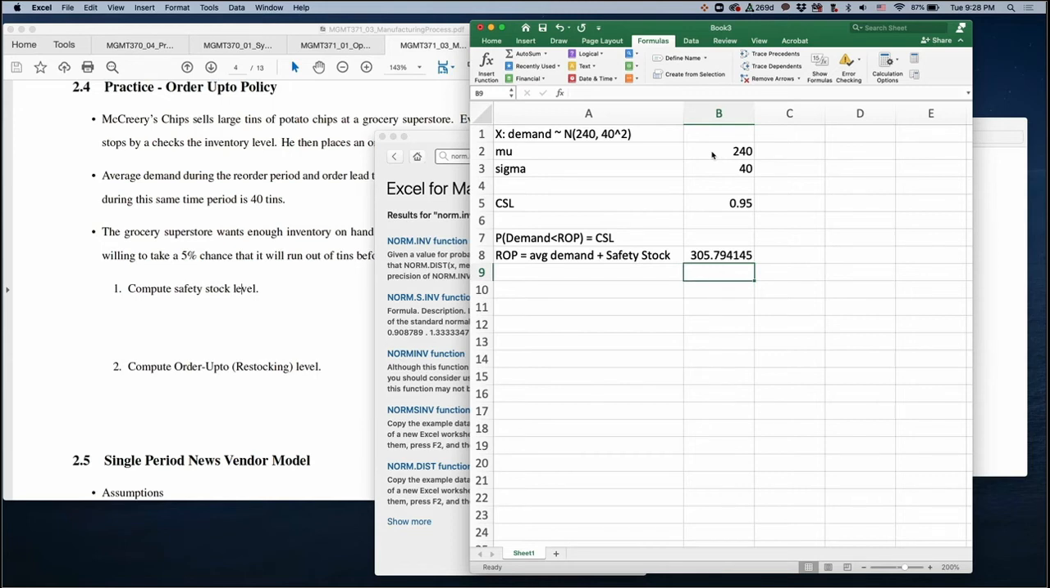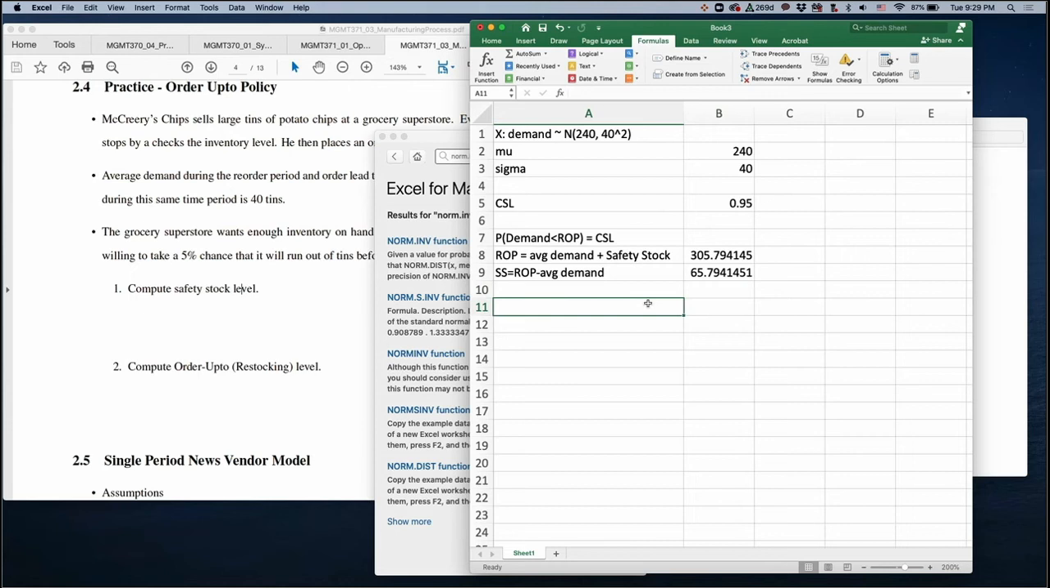And what is safety stock? Safety stock SS is ROP minus average demand. Then you compute ROP minus your average demand, mu. So your safety stock for this 95% customer service level is 65.789.